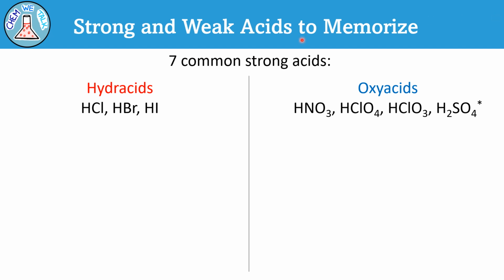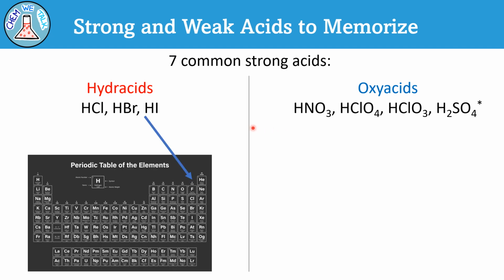Let's give you some tips now on how to memorize your 7 strong acids. They can be broken into 2 categories, hydroacids and oxyacids. The hydroacids do not contain oxygen, while the oxyacids have oxygen in them. For the hydroacids, the strong ones are simply the hydroacids that contain halogen atoms, which means they are from group 17, with the exception of HF, which is the first one. That's going to be a weak acid.